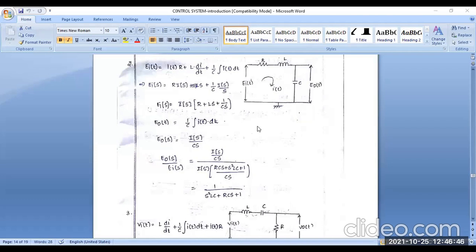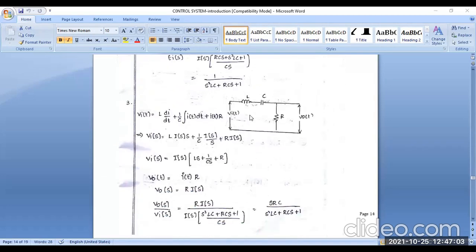So this type of mathematical model is very, very important for your exam questions also. Okay. Is it clear, all of you? Yes, sir. Okay. So now we can go to another example.